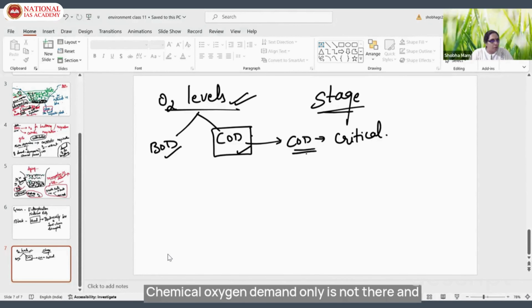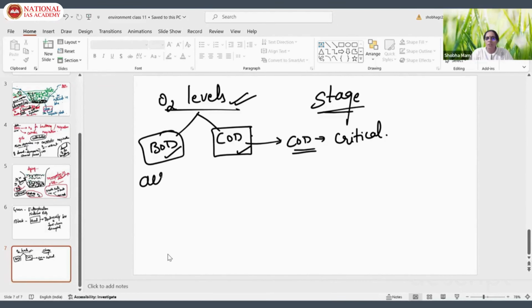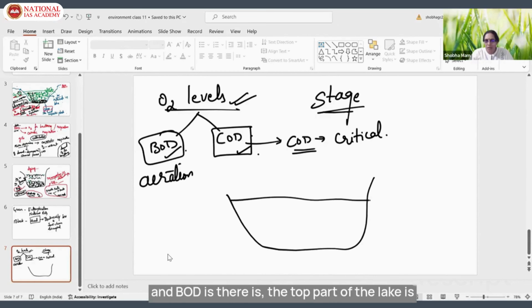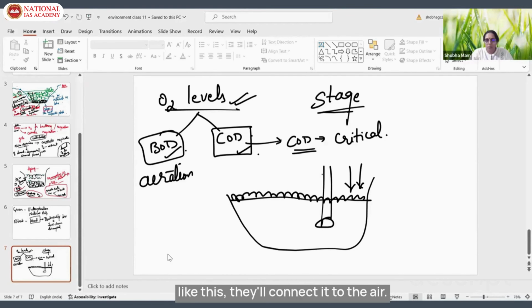If only BOD is there and no chemical oxygen demand, your microorganisms are able to decompose everything very easily. Then, even if BOD is there, you can do simple aeration. Just add some air pipes inside the lake, and air will enter. When COD is not there and BOD is there, the top part of the lake is covered by more plants or algae, and that is why air is not able to enter. So they put pipes, connect them to the air, four or five pipes.